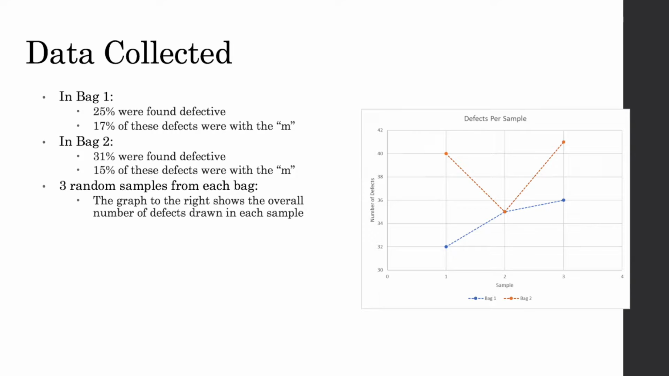So here just shows a little bit of the data that was collected. In bag 1, we found that 25% of the M&Ms were defective. 17% of these defects were from the stamped on M being messed up. In bag 2, 31% were found defective and 15% had defective M stamped on them. After we collected this data by sampling the entire bag, we did 3 random samples from each bag, and the graph to the right shows the overall number of defects drawn in each sample.